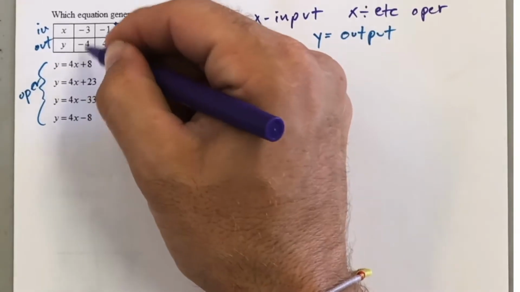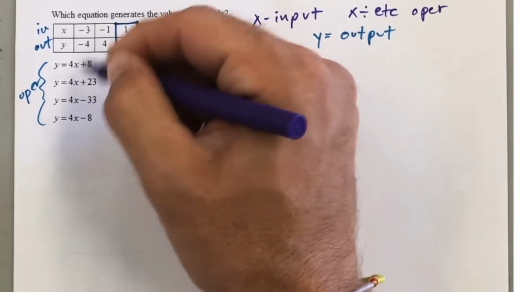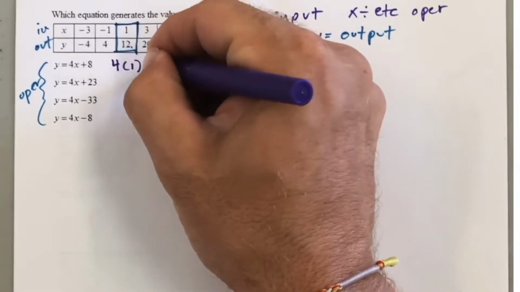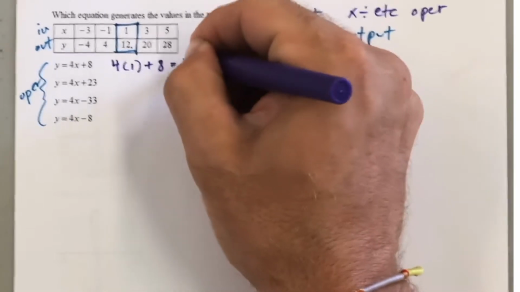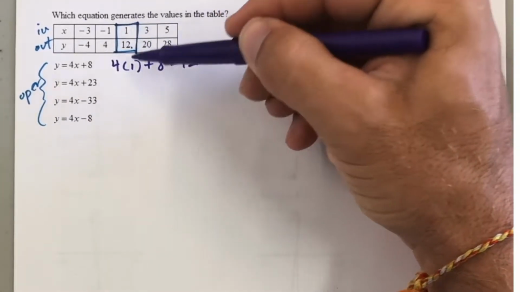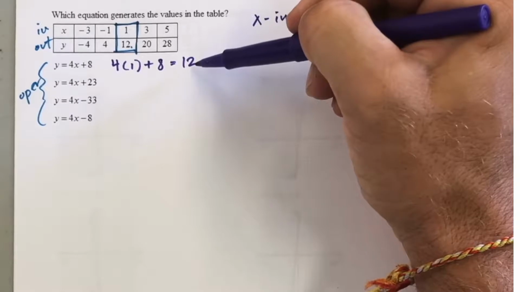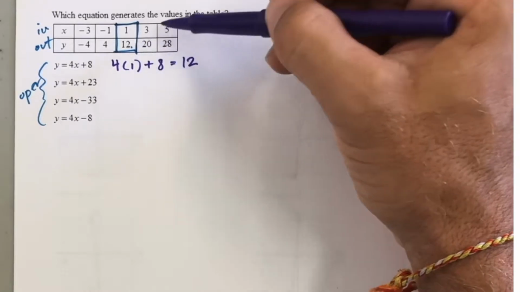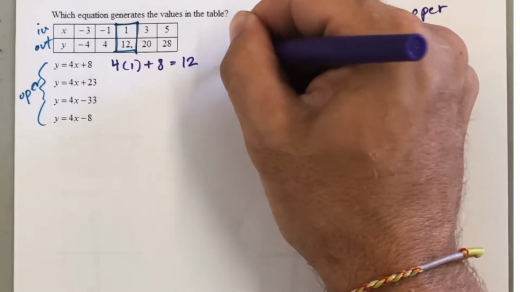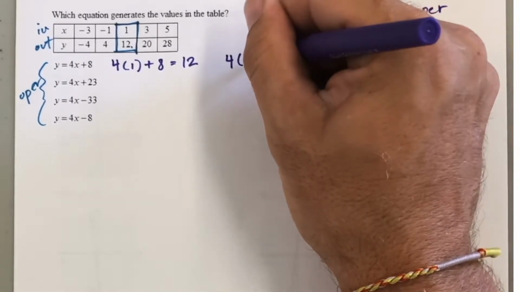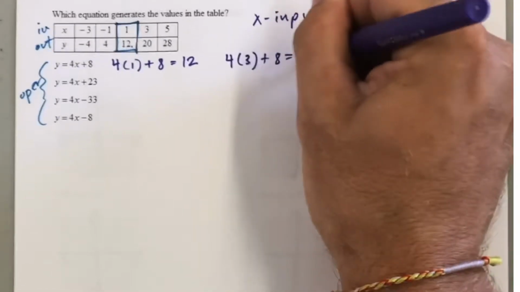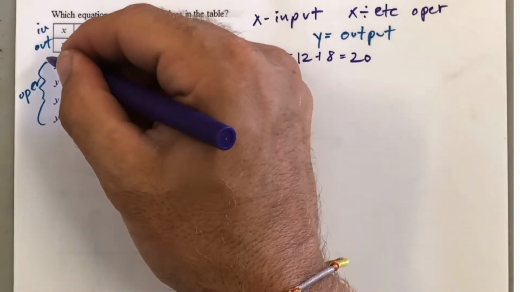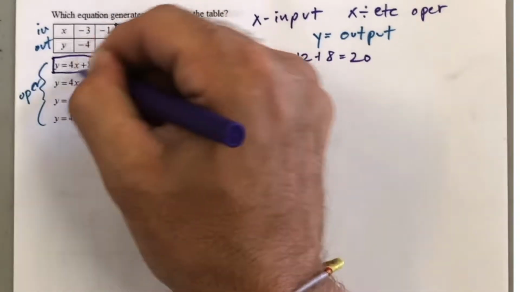Now, I have to run these inputs through most of these functions in order to find the one that's working properly. In this one, 4 plus 1 plus 8 gives me 12. That's a match because my input of 1 gave me an output of 12. Now, I have to be careful because what could work in one case may not work for another input, so I want to test that. 4 times 3 plus 8, 12 plus 8, that's 20. So that's good. That does help me identify that this here, in fact, is my correct function.